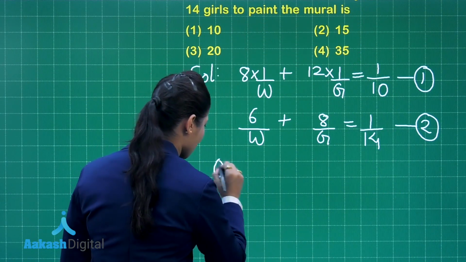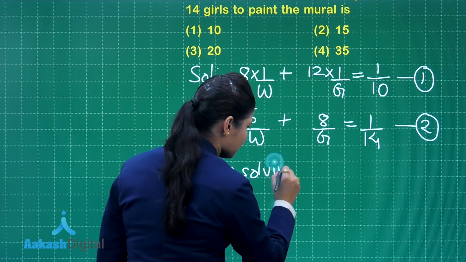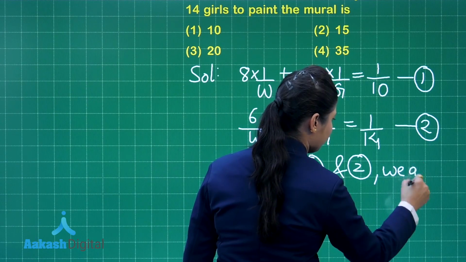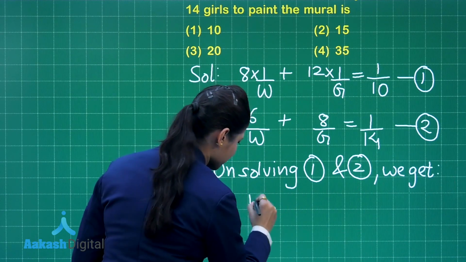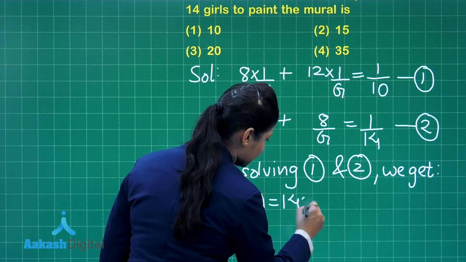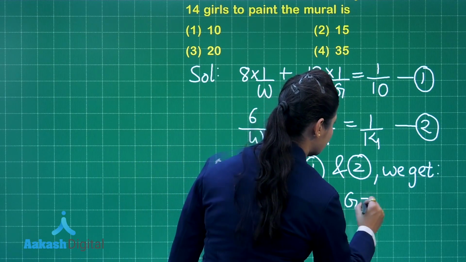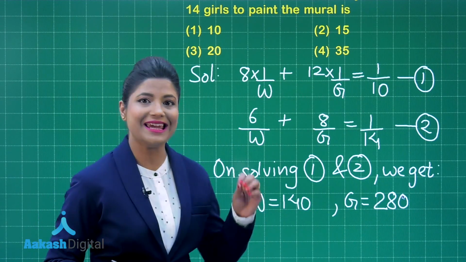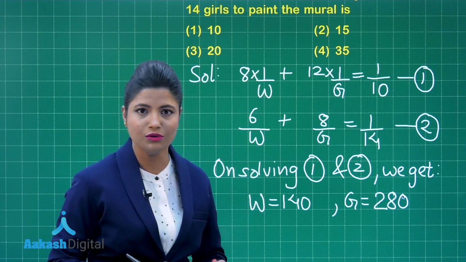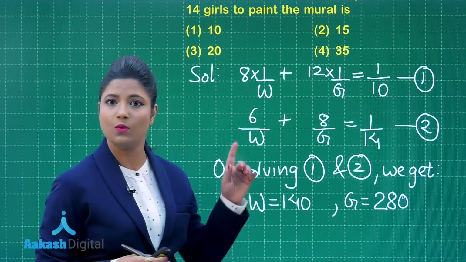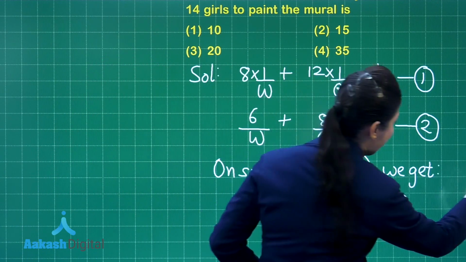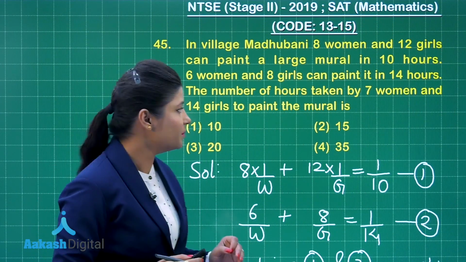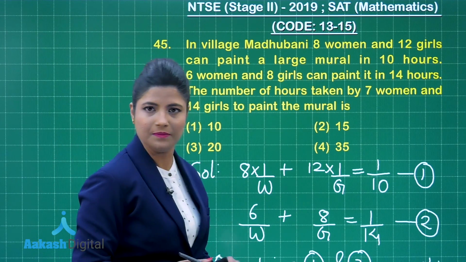I could write here, on solving equation number 1 and equation number 2 we get that W is equal to 140 hours while G is equal to 280 hours. So we have obtained the number of hours taken by one woman to complete the whole mural and the number of hours which will be taken by one girl to complete the whole mural. When you get back to the question, it is asking the number of hours taken by 7 women and 14 girls to paint the mural out of these 4 options.